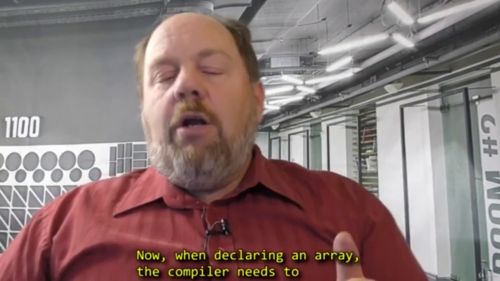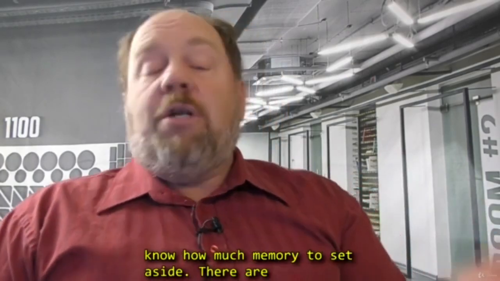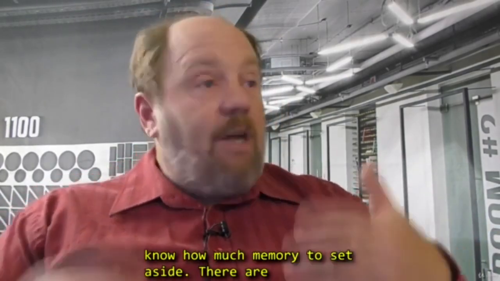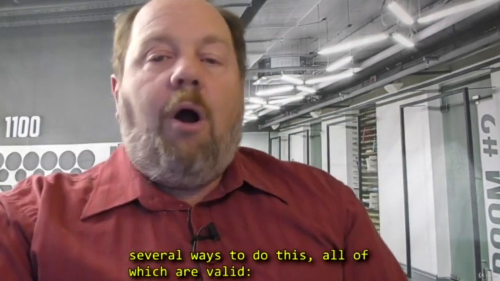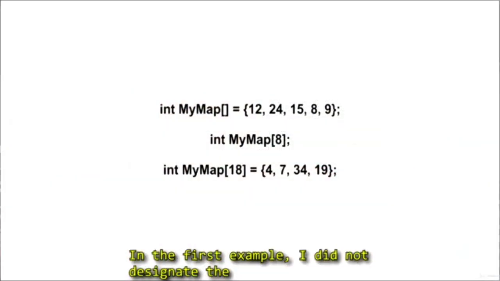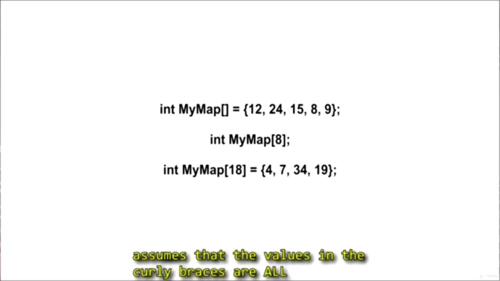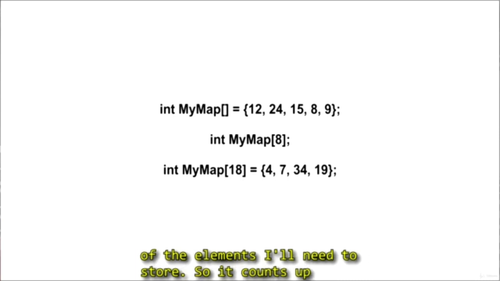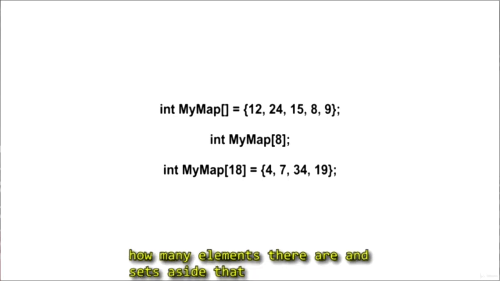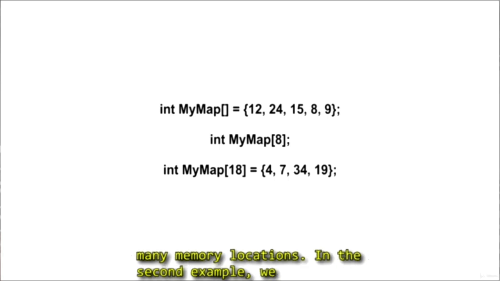Now, when declaring an array, the compiler needs to know how much memory to set aside. There are several ways to do this, all of which are valid. In the first example, I did not designate the number of memory locations it'll need. So it assumes that the values in the curly braces are all of the elements it'll need to store. So it counts up how many elements there are and sets aside that many memory locations.